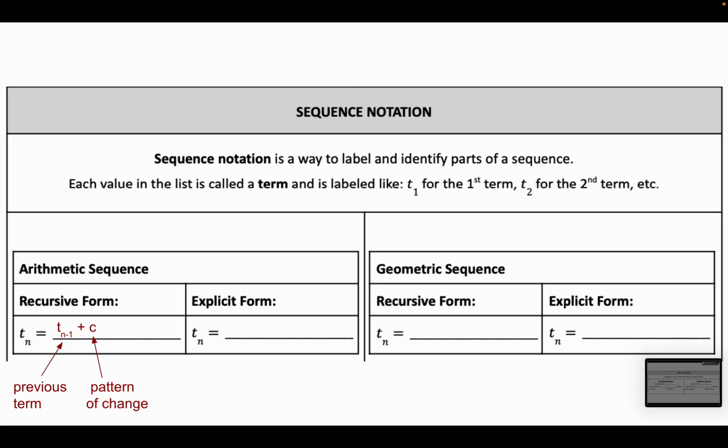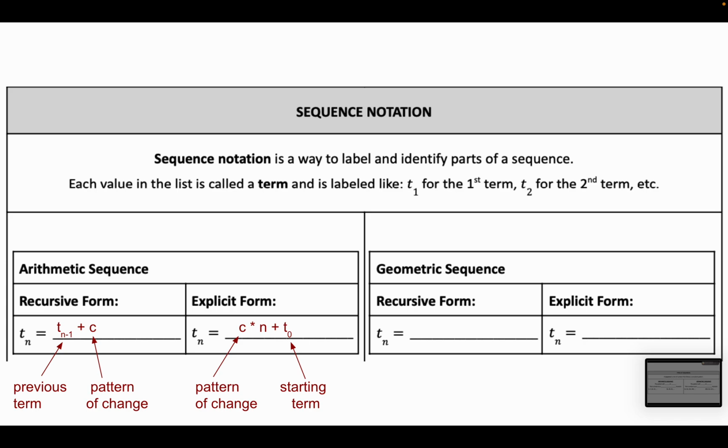Okay, in an explicit formula, again, we're starting with Tn, but now there's no T(n-1) in this formula, right? Instead, we still have C, but instead of T(n-1), we have n and T0. Okay, so what do those terms mean? Well, again, n is which term of the sequence you're on. So, for example, if we're looking for T11, we would put in 11 for n, because that means that we're looking for the 11th term. C is still the pattern of change, and T0 is the starting term of the sequence.